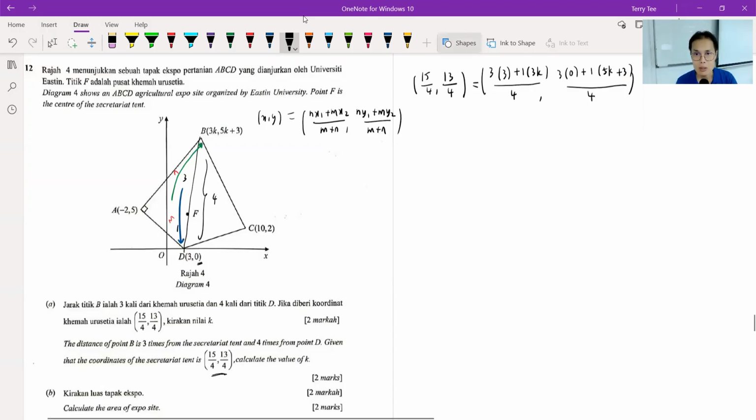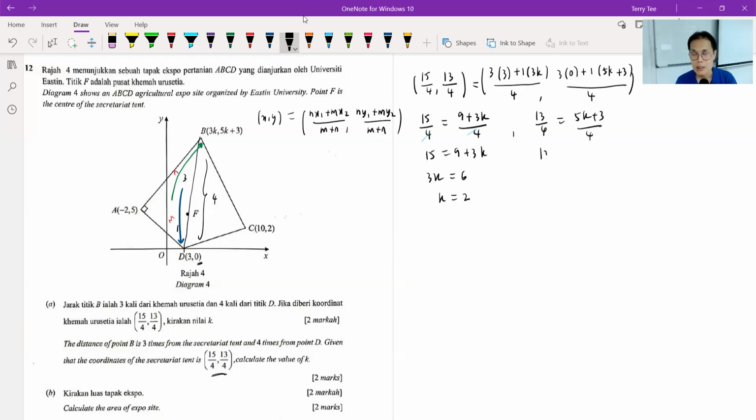So let's compare our x coordinate, 15 over 4. This is now 9 plus 3k over 4. I'm comparing the x only here. We can cancel 4 and 4. Okay, let me do slowly. 15 is 9 plus 3k. 3k is now 15 minus 9, which is 6. k is just 2. Now, if you compare the y coordinate, you get the same answer. 13 over 4 equals 5k plus 3 over 4. We can cancel them. 13 is 5k plus 3, 5k is 10, k is also 2. You can do either one, you don't have to do both. It gives the same answer.